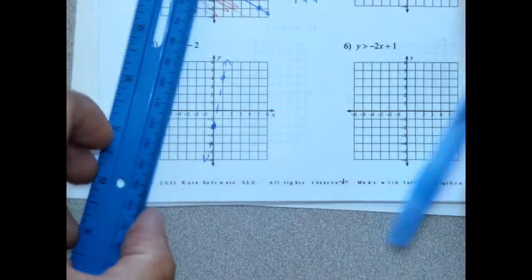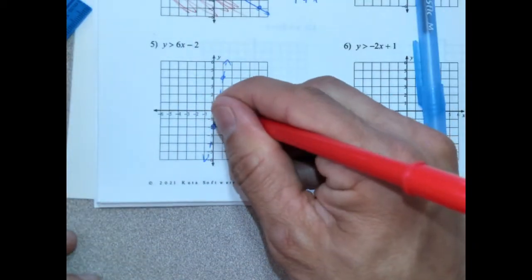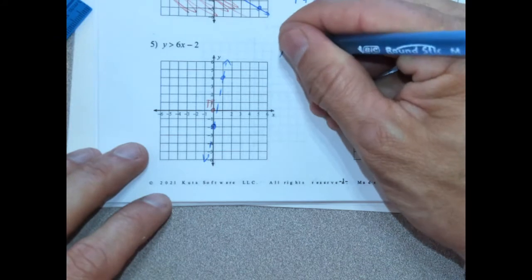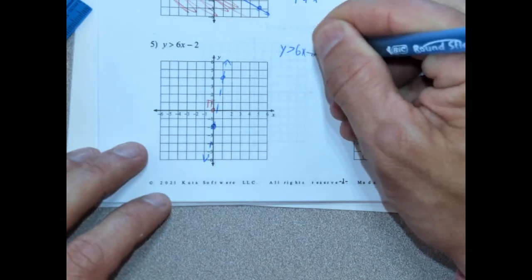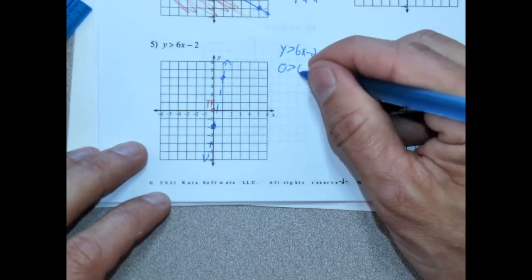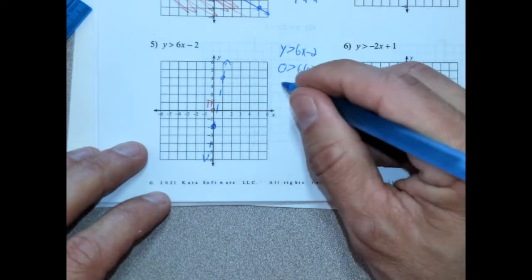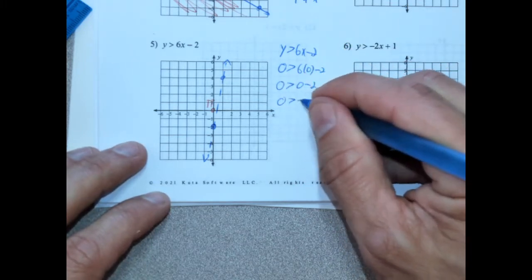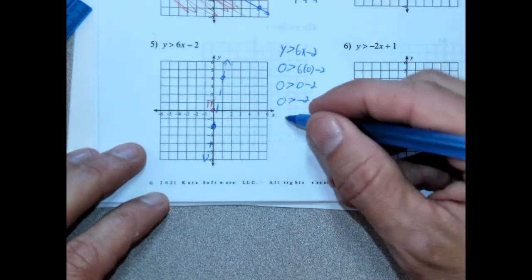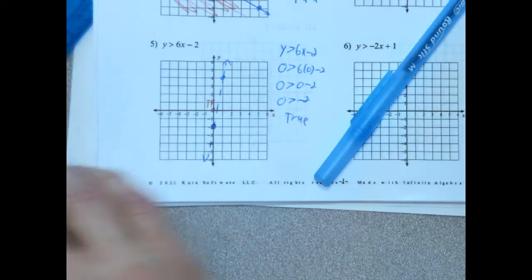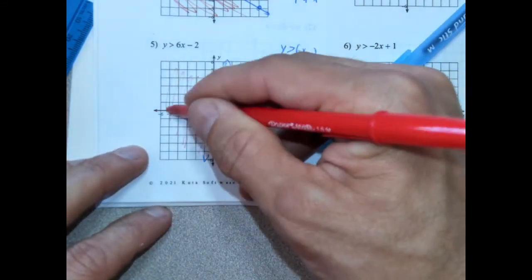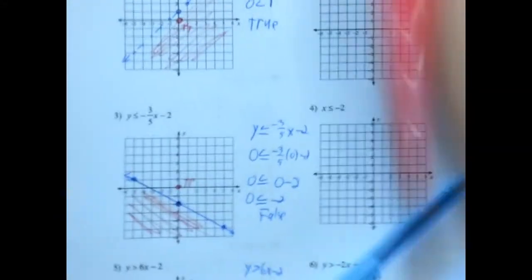Okay. And it looks like we can still use the origin. It's not going through there, so we'll label that as our test point. And we're going to write y is greater than 6x minus 2. 0 is greater than 6 times 0 minus 2. 6 times 0 is 0 minus 2, and 0 take away 2 is negative 2. Is 0 greater than negative 2? Yes, it is. That's true. So because that's true, we're going to shade towards the test point. So there you go.